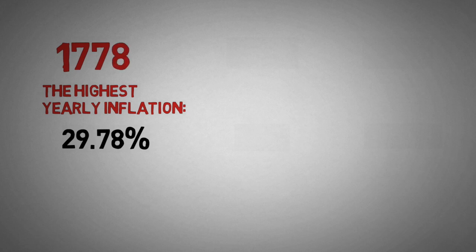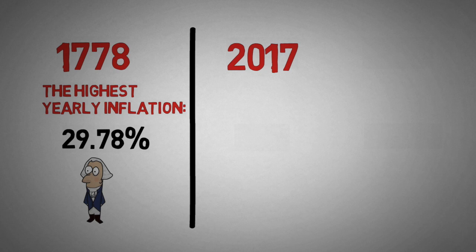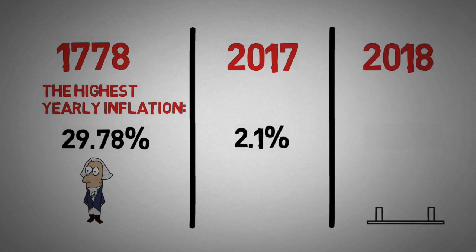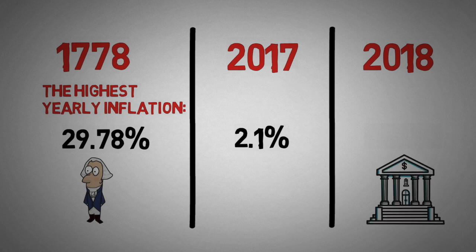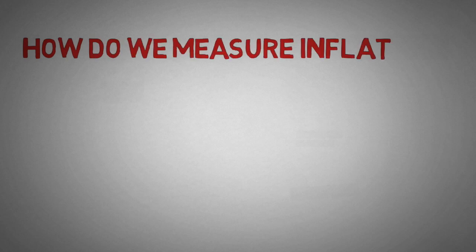The highest yearly inflation in the US that has been observed is 29.78%. The inflation was that high in 1778, just 2 years after the United States was founded. If we look at last year in 2017, the US had a more moderate price increase of 2.1%. In terms of this year, the Federal Reserve, or in other words the central bank of the US, expects a similar increase in prices. So the next thing we'll look at now is how do we measure inflation.